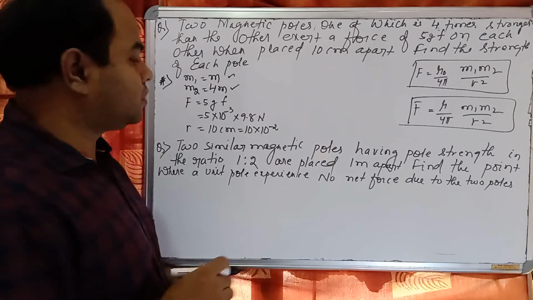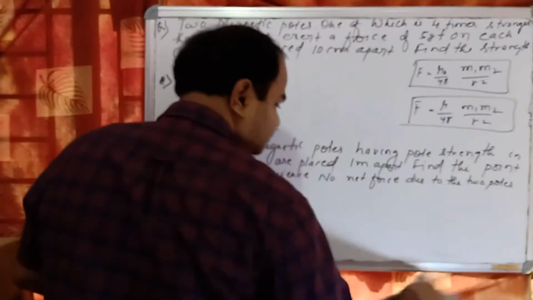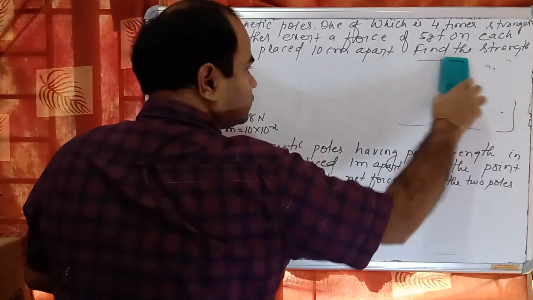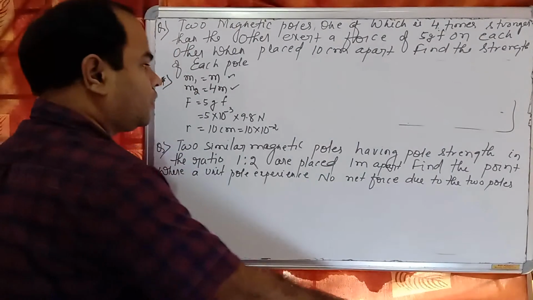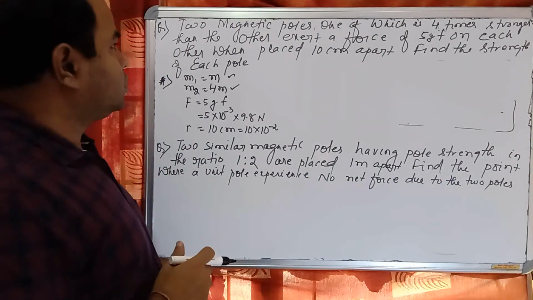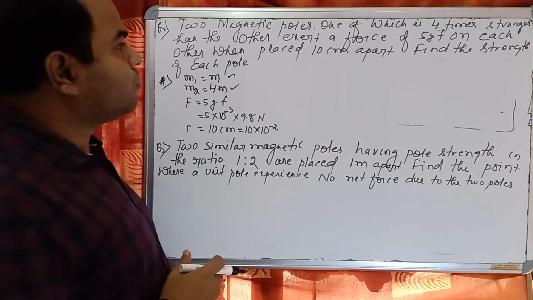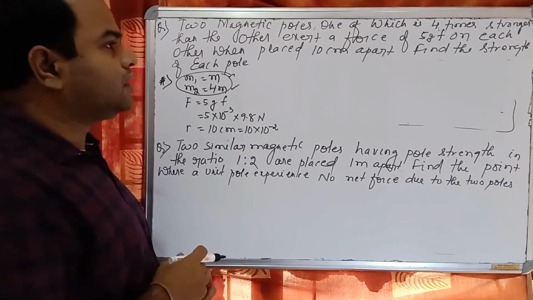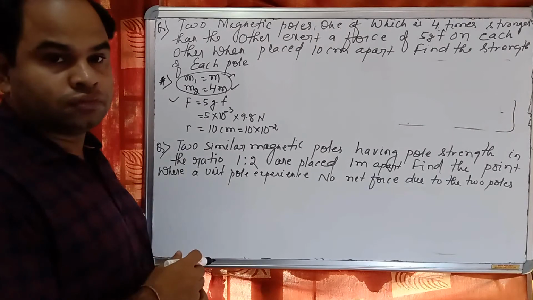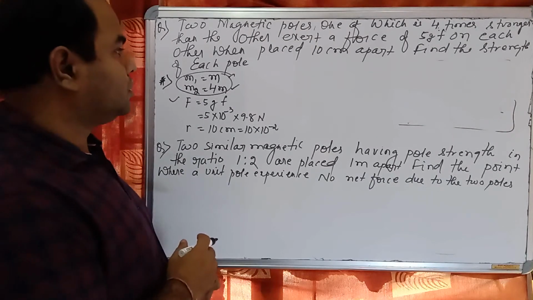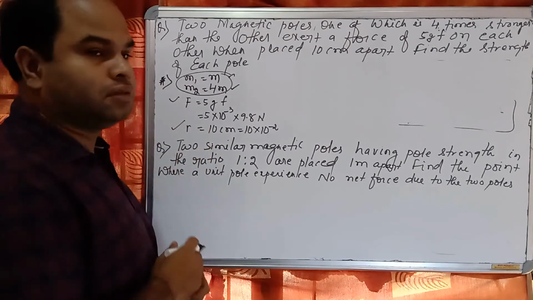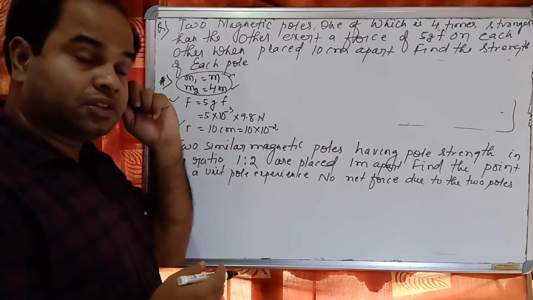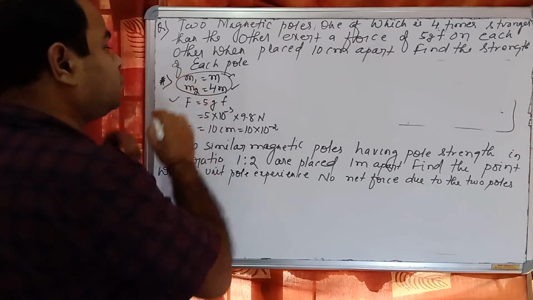Let us read the question again. Two magnetic poles, one of which is 4 times stronger than the other, exert a force of 5 gram force on each other when placed 10 cm apart. Find the strength of each pole. So you have to find the strength of each pole, that is m1 and m2.